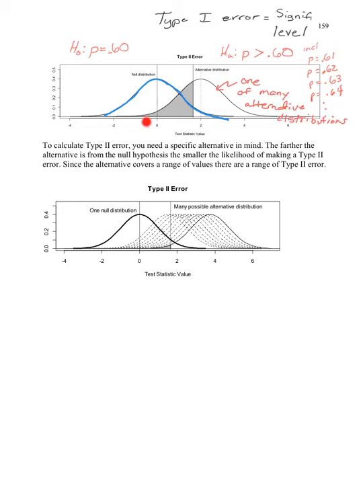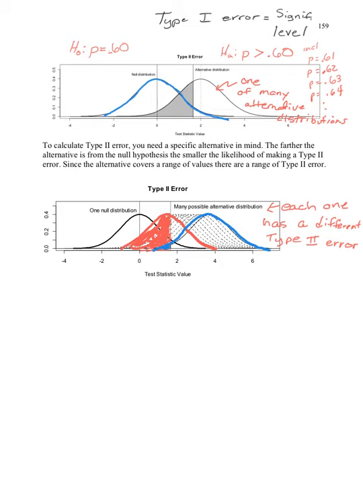So what's pictured here in this graph that we looked at on the previous page is just one of many alternative distributions. So you can think of it as looking more like this. And each one of these distributions has a different type 2 error. Close to the null hypothesis is going to have a large type 2 error. And the distribution over here, far away from the null hypothesis, is going to have a small type 2 error.